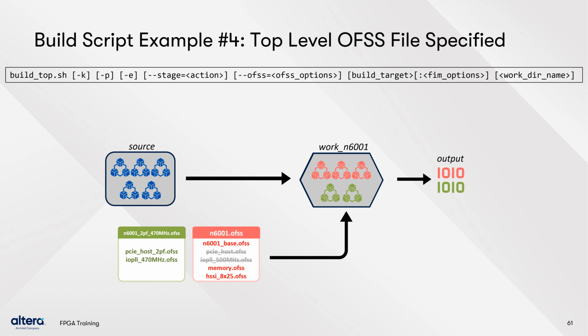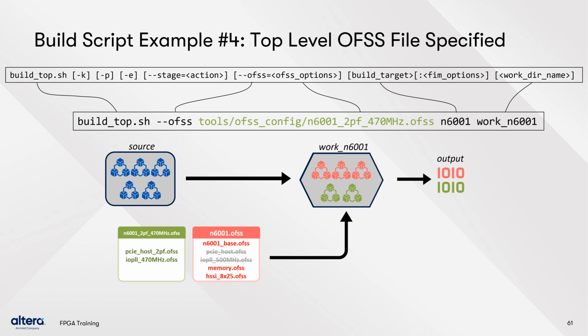When building the design, we now only need to call the combined settings file that we created. The build script will behave the same as the previous example, with the PCIe and IOPLL configurations defined by the settings file we specify and the remaining IP configured according to the default settings files.